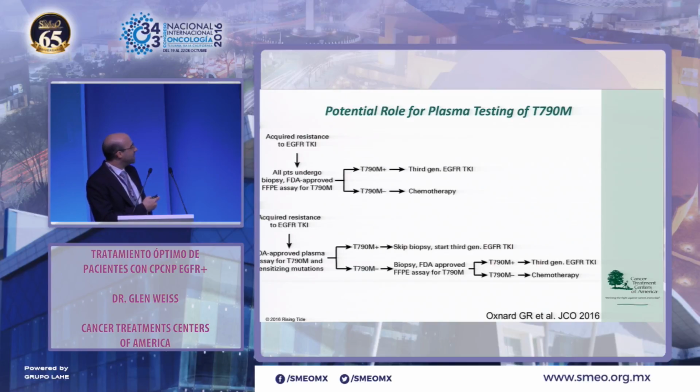Or if they have primary resistance to, or are developing resistance to, a first generation or second generation EGFR TKI, they could now get an FDA-approved plasma test and see if there's a T790M mutation. If there is, you can proceed with a third generation TKI like osimertinib. If it's negative, then one can consider doing a new tumor biopsy for the slight chance that there still might be some discordance between what's detected in the plasma versus tissue. And if the T790M were positive in the tissue at this point, again, osimertinib, or if negative, chemotherapy.